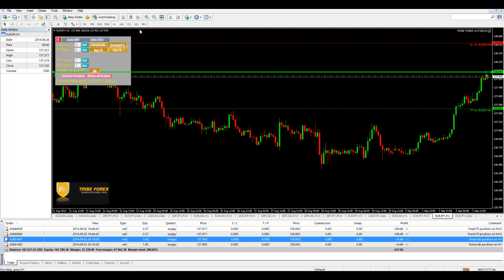Now, if I turn the stealth SL and TP off, then I will get a TP set for my fixed position as well. I will get a stop loss set for my SL and TP. So if you turn that off, it won't show your TP, but it will show your SL.